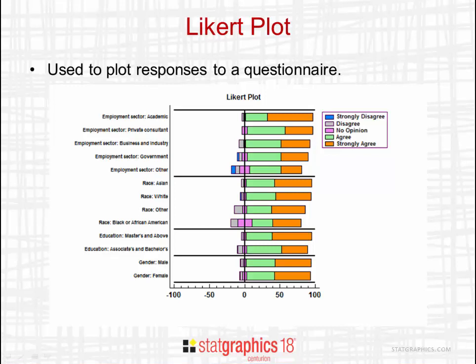A Likert plot like this, where the bars are predominantly above zero, shows strong agreement within every category. The only categories showing any strong disagreement with the statement are the employment sectors, government, and other.